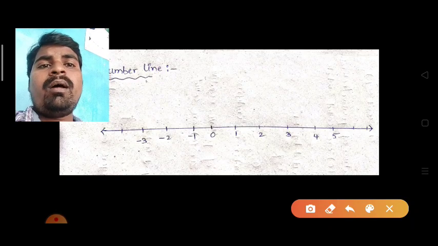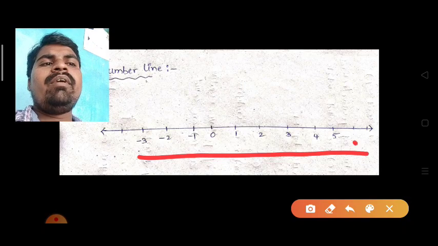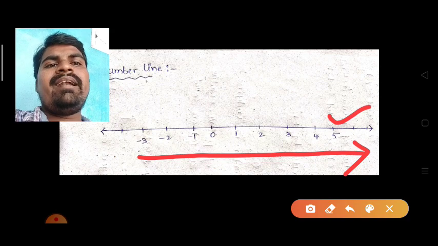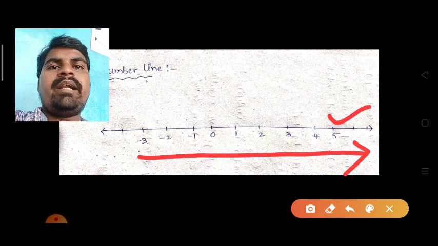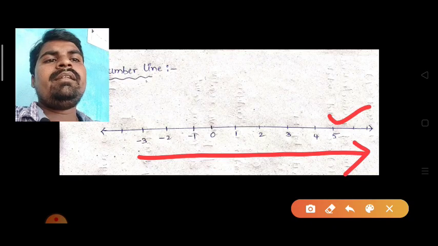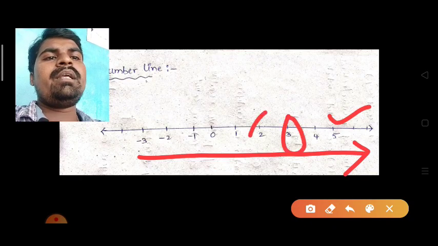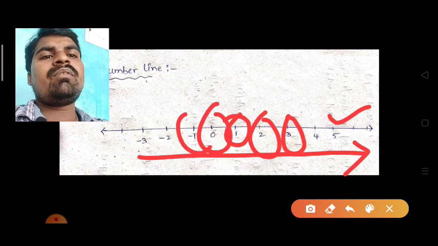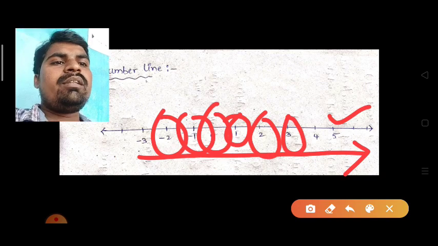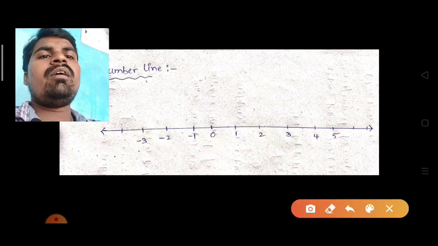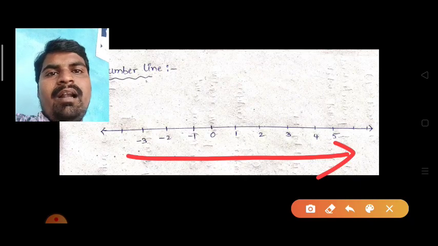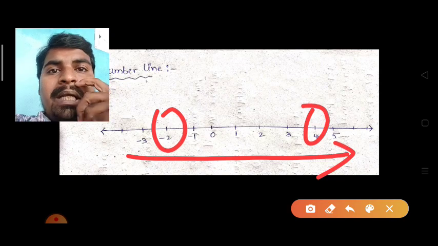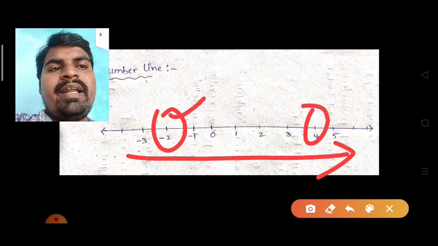If you go from left to right, the value will be increasing. For example, 5 is greater than all the numbers on the left side of 5. So 3 is smaller than 5, 2 is smaller than 5, 1 is smaller than 5, 0 is smaller than 5, minus 1 is also smaller than 5, minus 2 is smaller than 5. So going from left to right is increasing order. For example, I am asking minus 2 and 4, which is smaller? The smallest one is minus 2, the greatest one is 4.